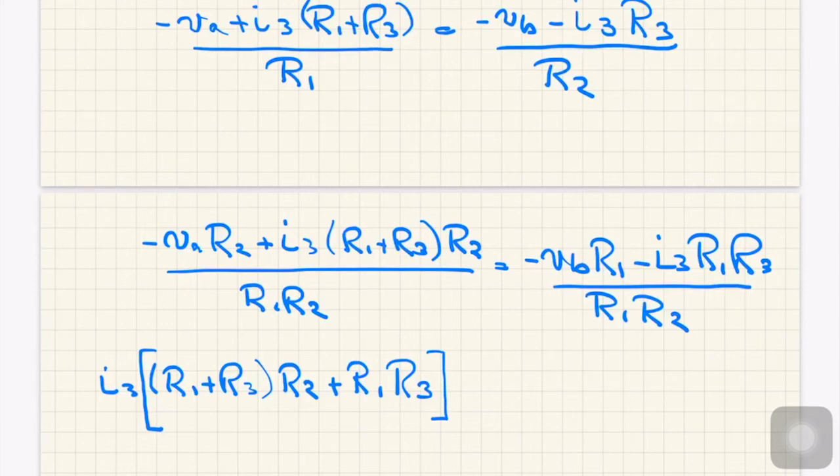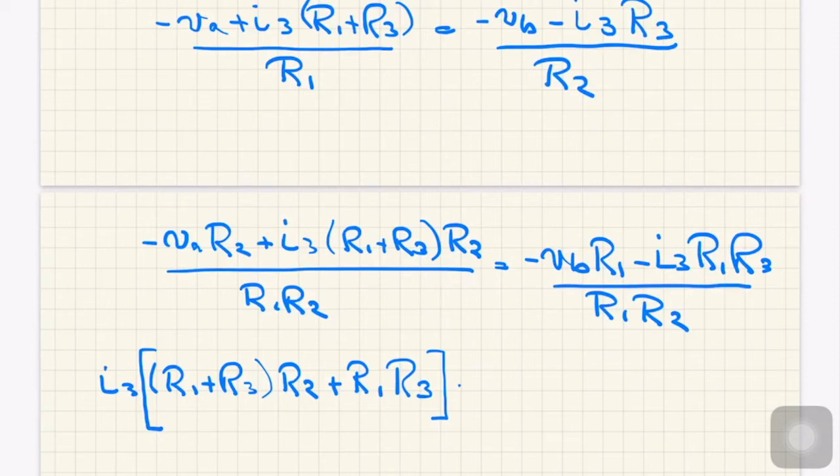And I can always take a break and take a breath, have a drink, and think about this and look at this and do a unit check. Always useful to do unit checks. So here I have a current times the sum of two resistances, which is a resistance, times another resistance, so I have resistance squared, plus another resistance squared. So that all at least is inwardly consistent.